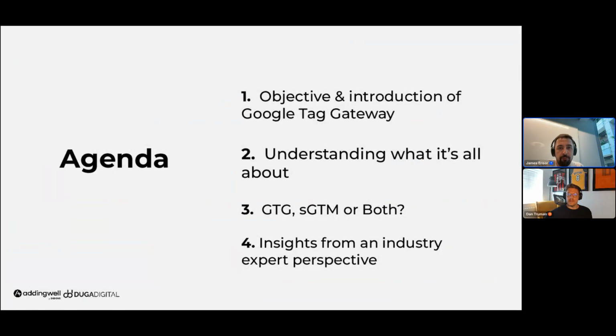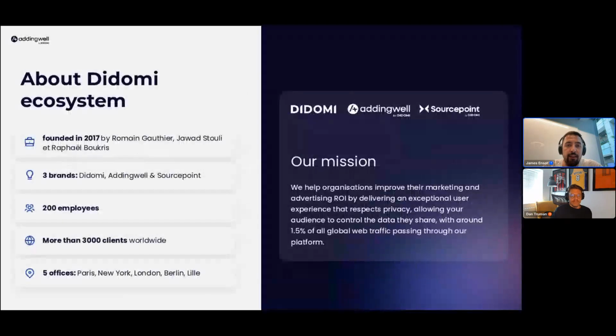Just before we jump into the main topics of today, let's give you a bit of an overview of what we'll cover. The first part will look at the objective and an introduction of Google Tag Gateway and understanding what it's all about, the options that are available to you, and then our expert on the call, who Dan's just touched upon, will cover the different questions that are often faced and considerations for organizations, and what decision you would take.